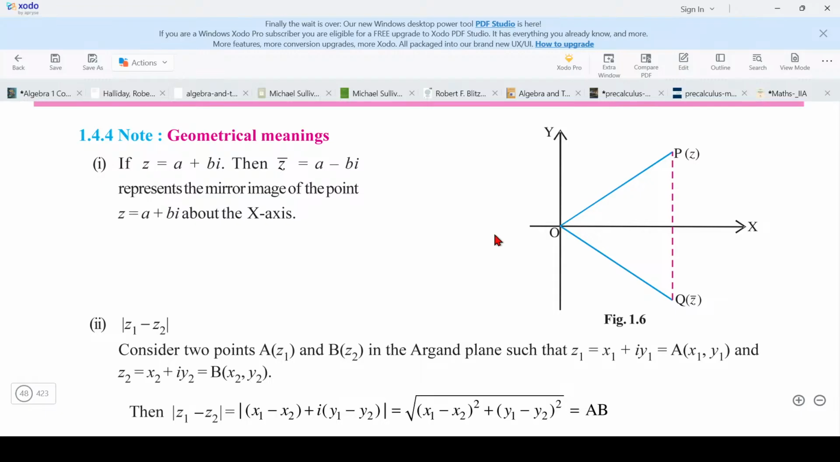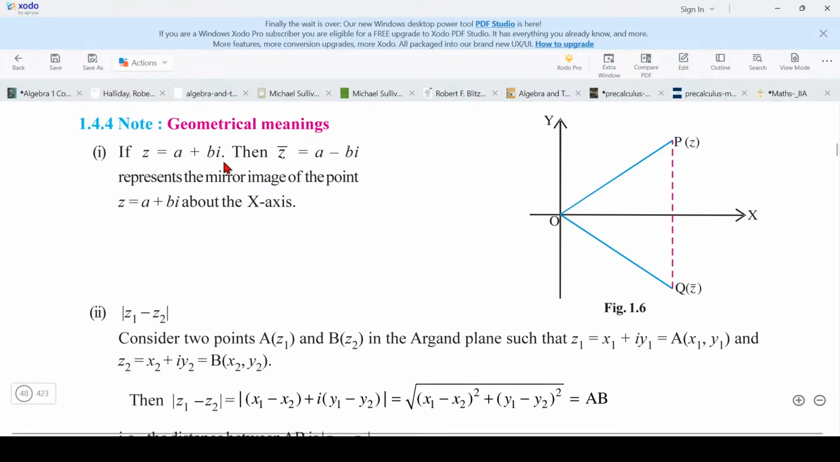Okay. Now, a plus ib. If z is the point a plus ib, obviously a minus ib is this point. So both are mirror images. That's what he's saying. Agree?